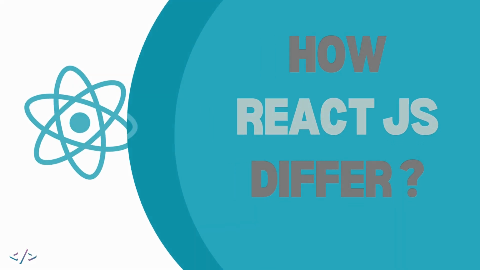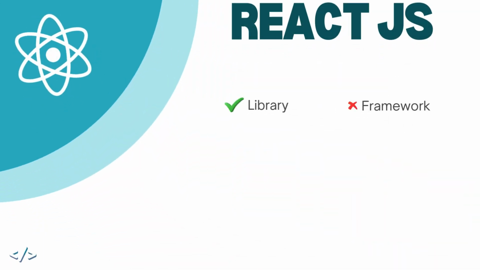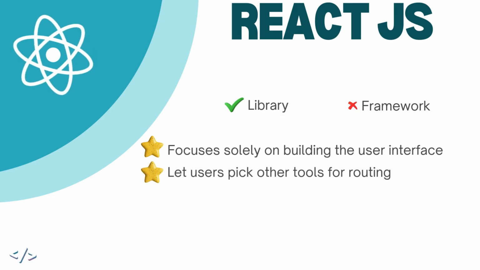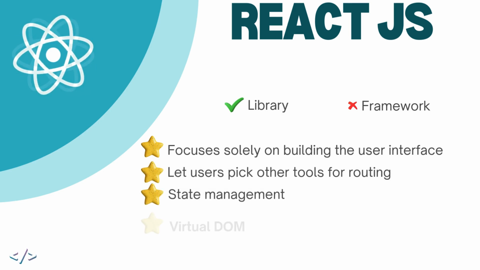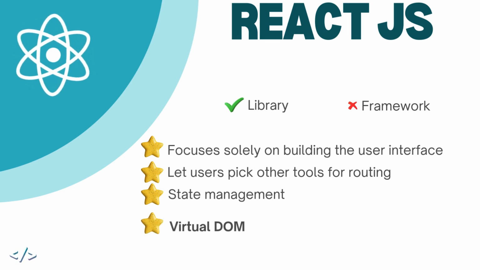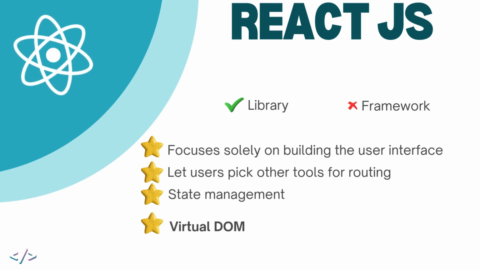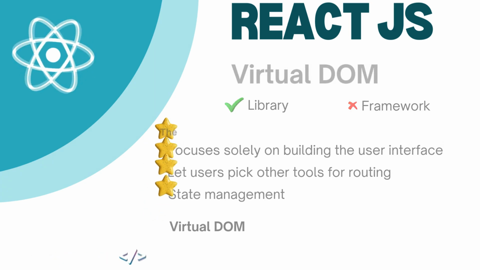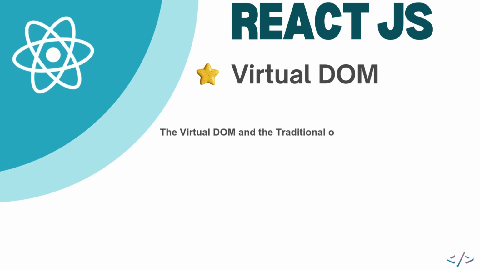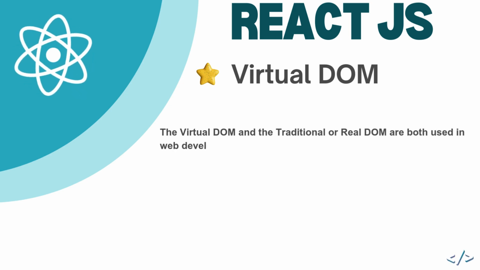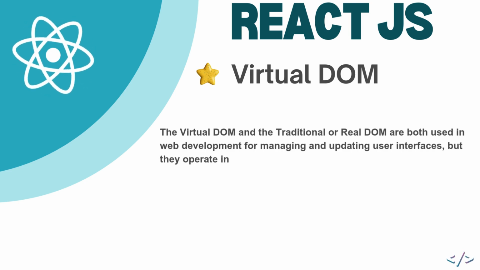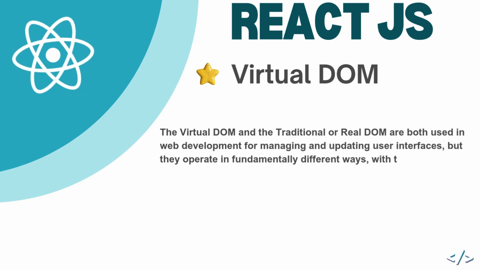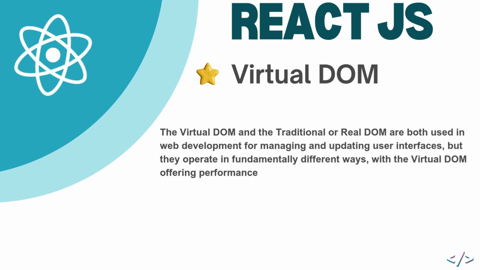But for now, let's focus on React.js and check what makes it unique compared to other JavaScript frameworks mentioned before. First, React is a library, not a framework. This means it focuses solely on building the user interface, letting you pick other tools for routing, state management, etc. And as I said earlier, React uses a virtual DOM, which optimizes the updating of web pages, making the UI more responsive and faster. The virtual DOM and the traditional or real DOM are both used in web development for managing and updating user interfaces, but they operate in fundamentally different ways, with the virtual DOM offering performance improvements in modern JavaScript frameworks like React.